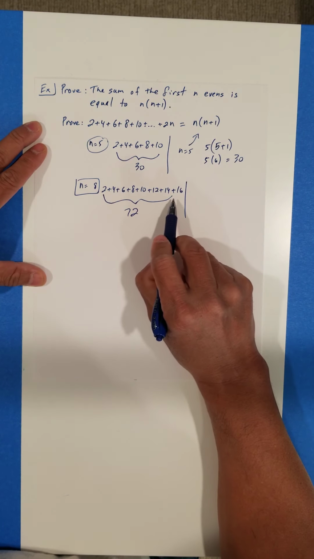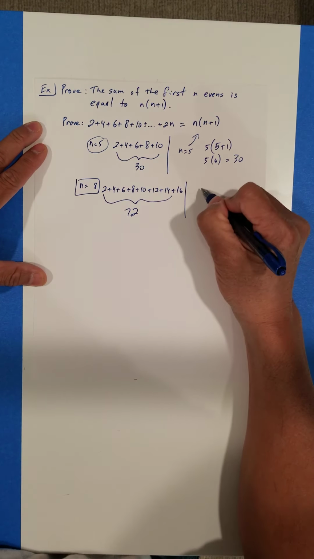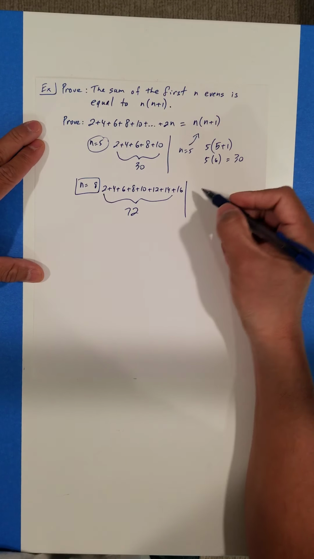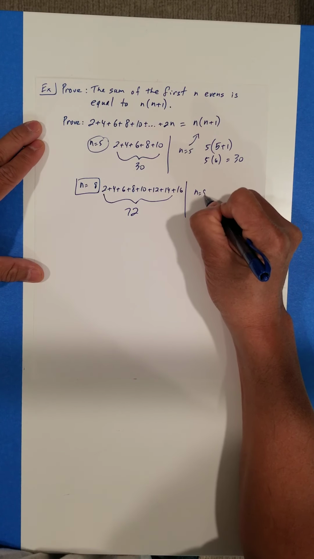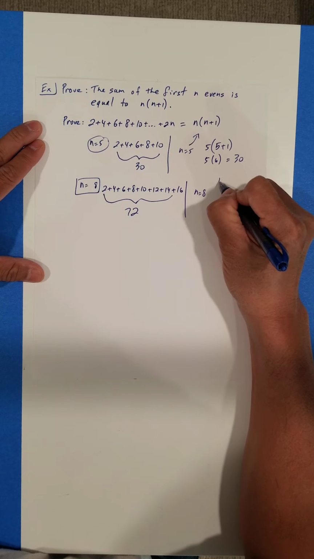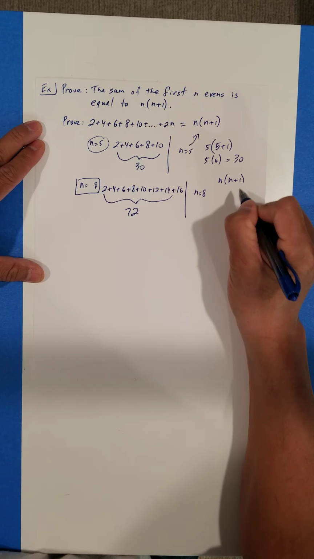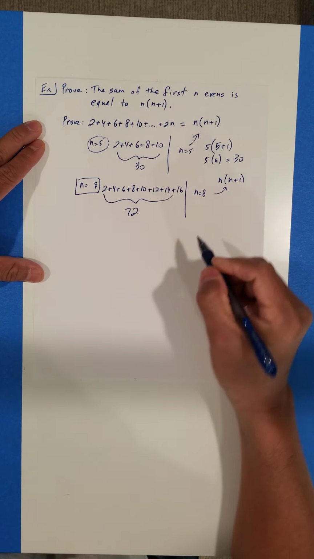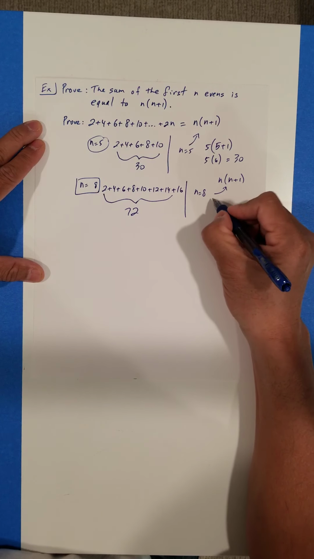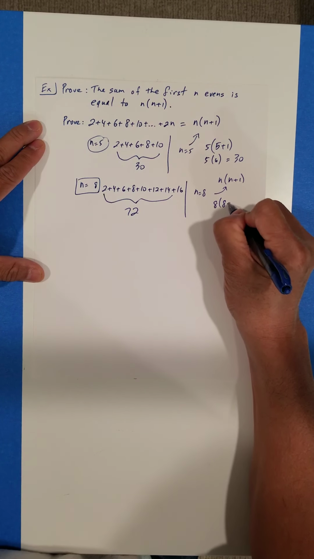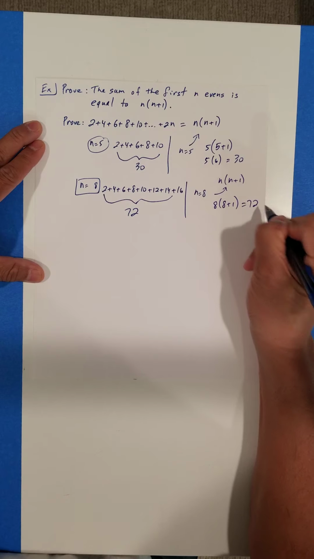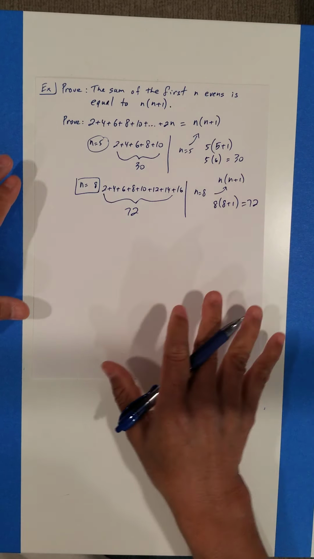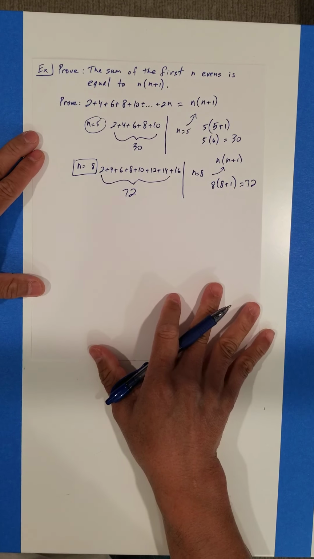See, I did it manually and got 72. Or, according to this proof, let n equals 8 and put it into the expression n(n plus 1), and you'll get the same exact answer. Let's check. I'm going to put 8 in here: 8 times 9 is 72. You see that? So this proof is very powerful.